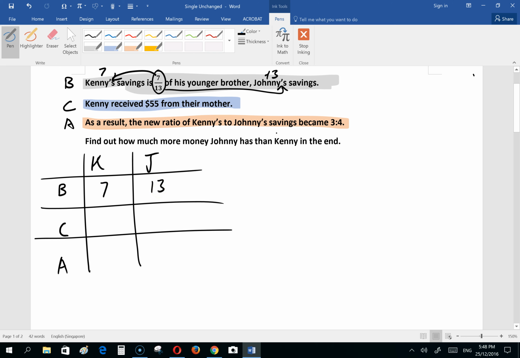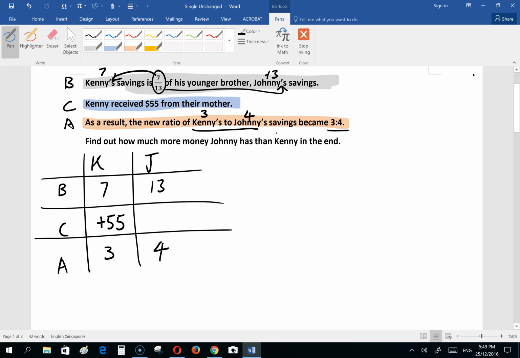Kenny received $55 from their mother, so Kenny's change will be plus 55. As a result, the new ratio of Kenny's to Johnny's savings became 3:4. Allocate out the units again. 3 goes to Kenny, 4 goes to Johnny, and input that into the table as well.